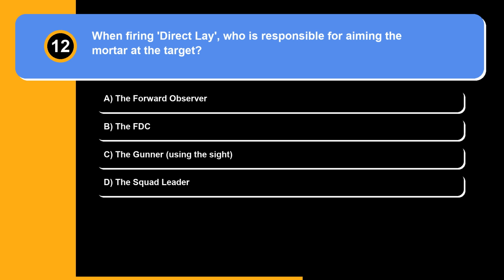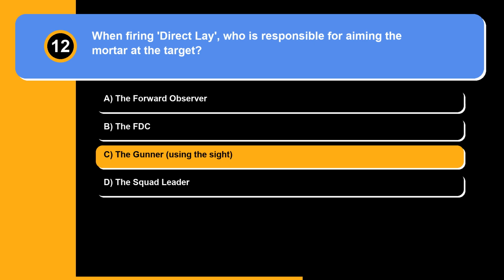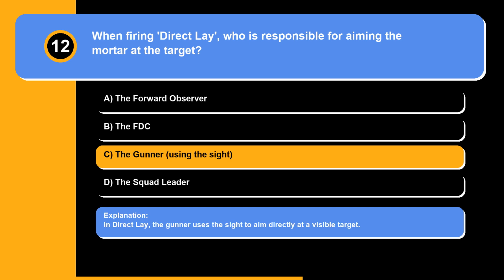Question 12. When firing direct lay, who is responsible for aiming the mortar at the target? A. The forward observer, B. The FDC, C. The gunner, using the sight, or D. The squad leader? The correct answer is C, the gunner, using the sight. In direct lay, the gunner uses the sight to aim directly at a visible target.